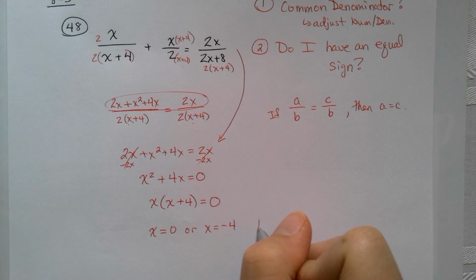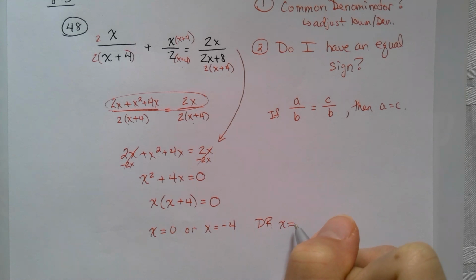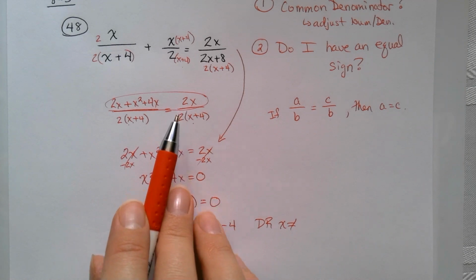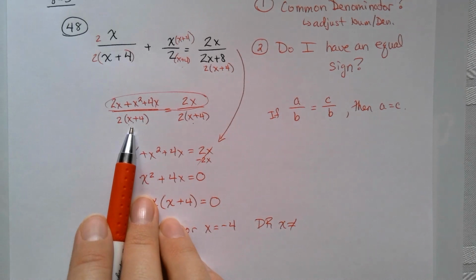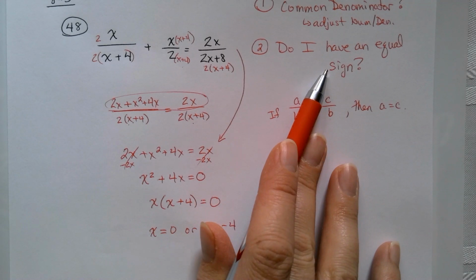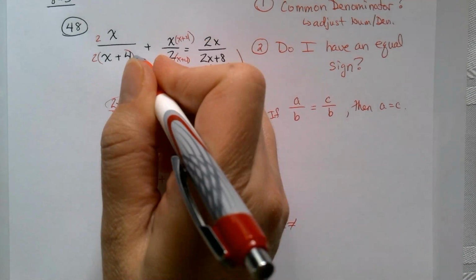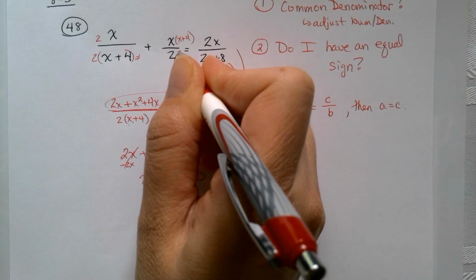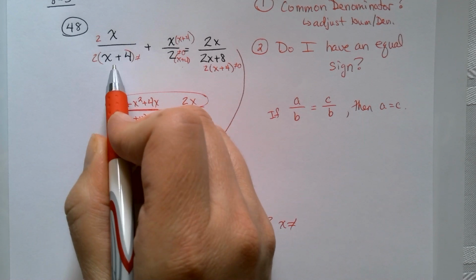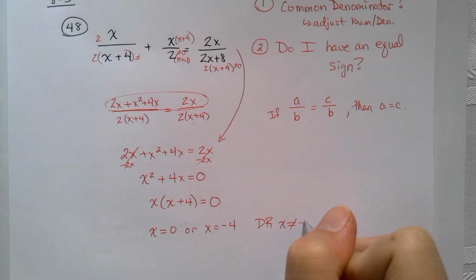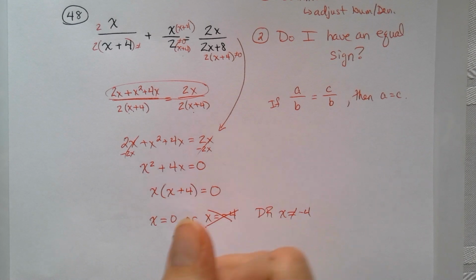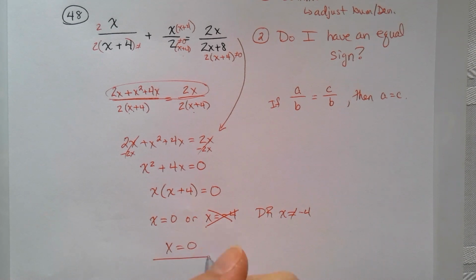My domain restriction, if I go back to the original problem, because remember, we didn't cancel out our denominator, but we basically based everything on the numerator because these would have canceled themselves out eventually. I can only get rid of a common denominator if I have an equal sign. But going back to the original denominators, none of these could equal 0. Okay, well 2 is never going to equal 0. But if x was -4, that would cause a problem. So that throws out one of my answers. And so out of my two answers, x equals 0 is the only valid answer.